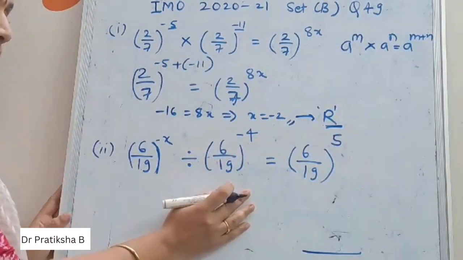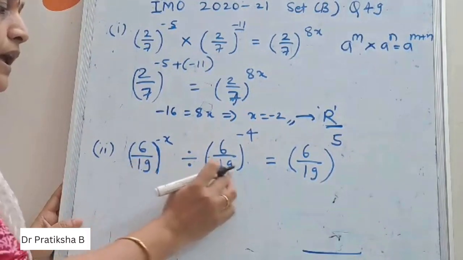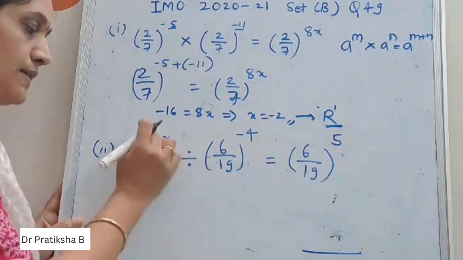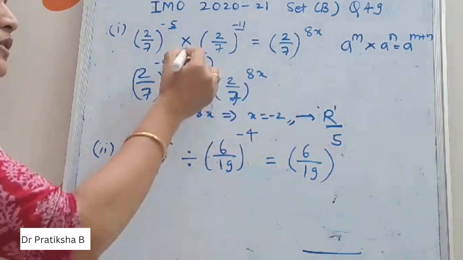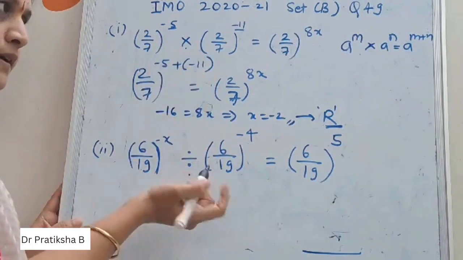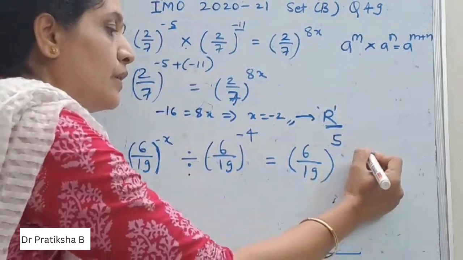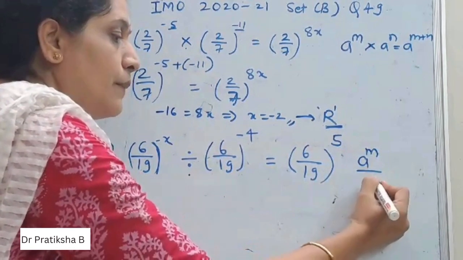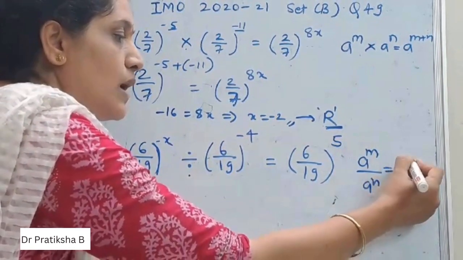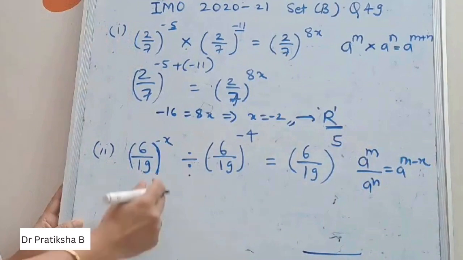Now for the second, as you can see, we again have the same base throughout, that is 6 by 19. But here instead of multiplication, we have the division sign. So we can use a formula of exponent a raised to m upon a raised to n is equal to a raised to m minus n. So let us apply here.